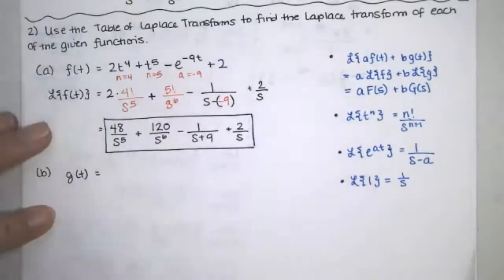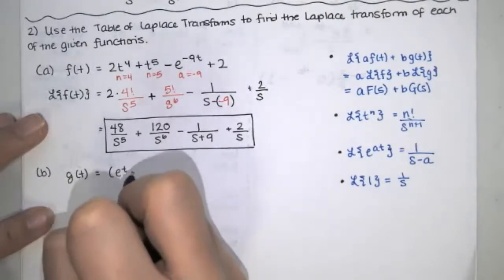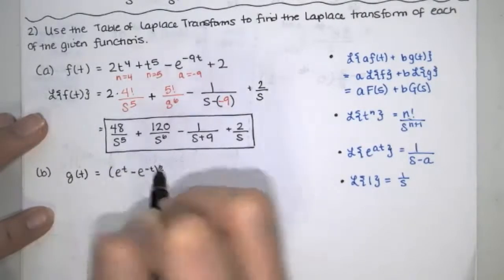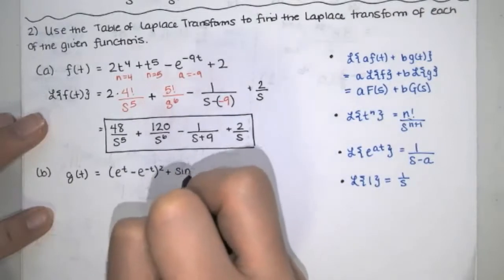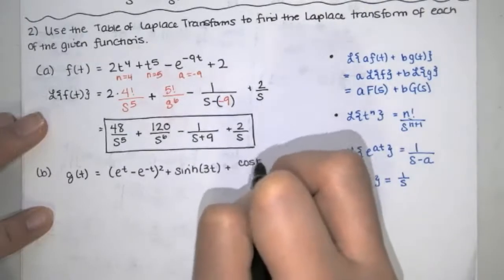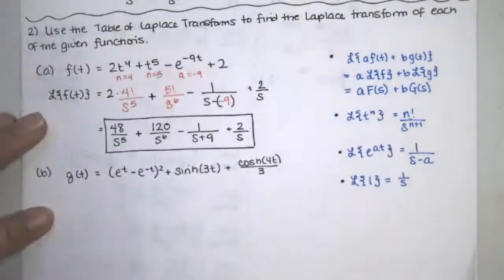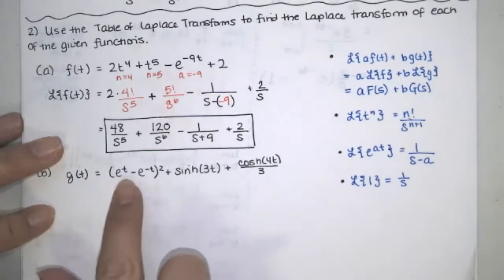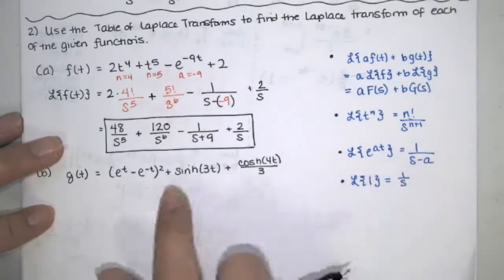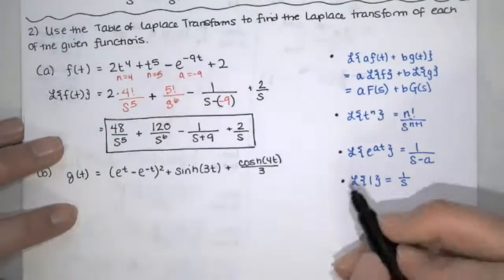We call this function g of t. And g of t has this form. It's e to the t minus e to the -t, squared, plus hyperbolic sine of 3t plus hyperbolic cosine of 4t, all divided by 3. Now for these exponentials, I can use this one. For the hyperbolic sine and hyperbolic cosine functions, I need a couple more rules.